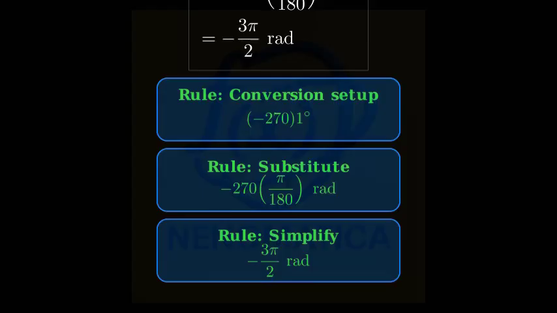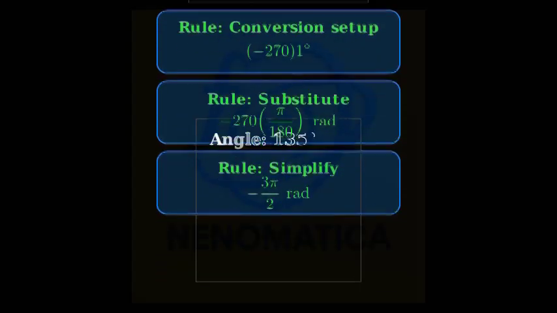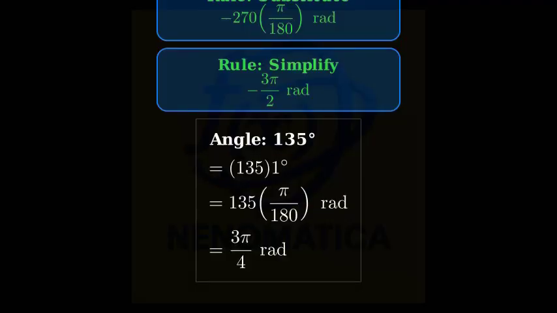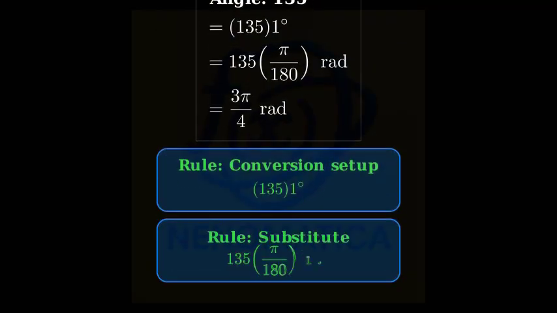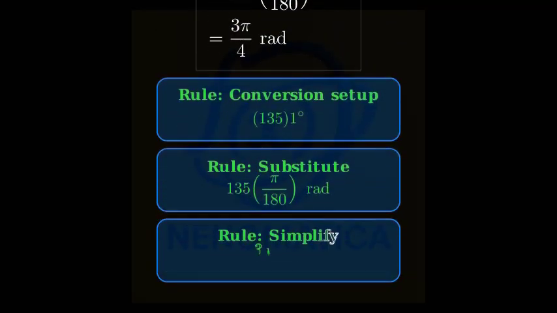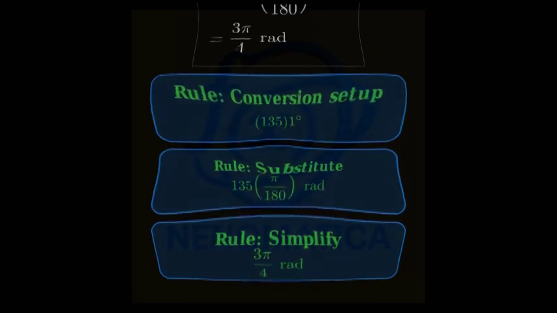Angle 3, 135 degrees. Step 1. Equals (135) 1 degree. Step 2 equals 135 times pi over 180 radians. Step 3. Simplify to 3 pi over 4 radians.